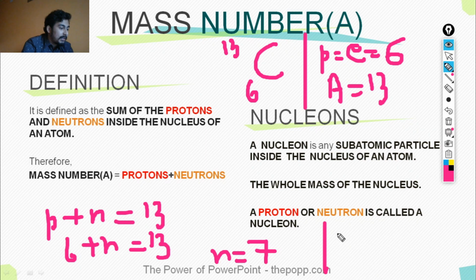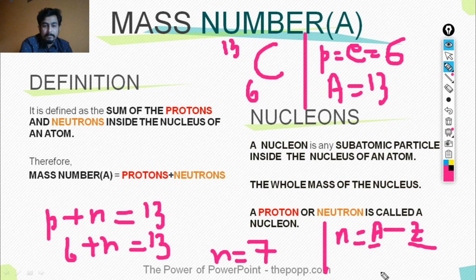So we can see that the number of neutrons is just equal to A minus Z, meaning mass number minus atomic number. In this way we can figure out the number of neutrons. Protons and electrons can be predicted from the atomic number. As it is a neutral atom, protons and electrons are the same, as I told you earlier. So this is the way we calculate the number of protons, neutrons and electrons in an atom.